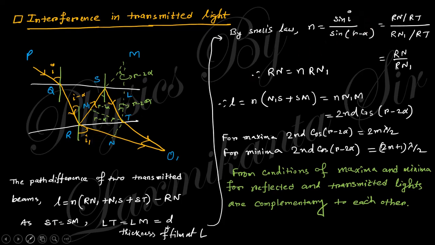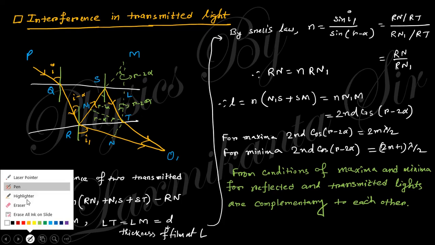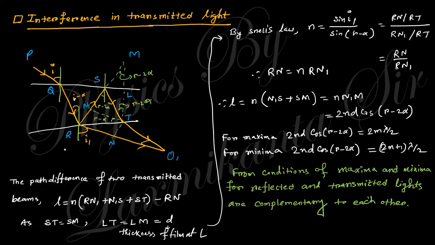I think this is I1. Here we can take the r minus alpha angle. Okay, so sin I1 equals Rn by Rt, perpendicular by hypotenuse, and sin(r minus alpha) is Rn1 by Rt. So finally we obtain Rn equals n Rn1.